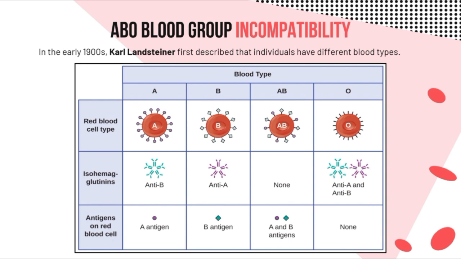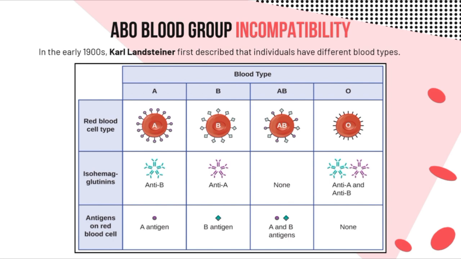And if a person does not have any surface carbohydrates on their red blood cells, or they don't have both A and B antigens, then they are classified as a type O person, and they have both anti-A and anti-B antibodies in their plasma.